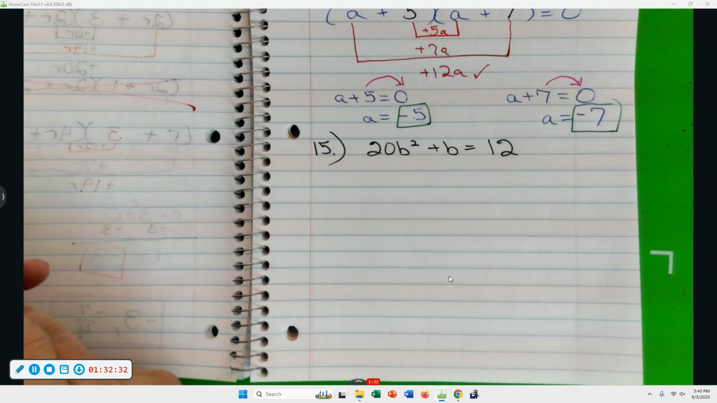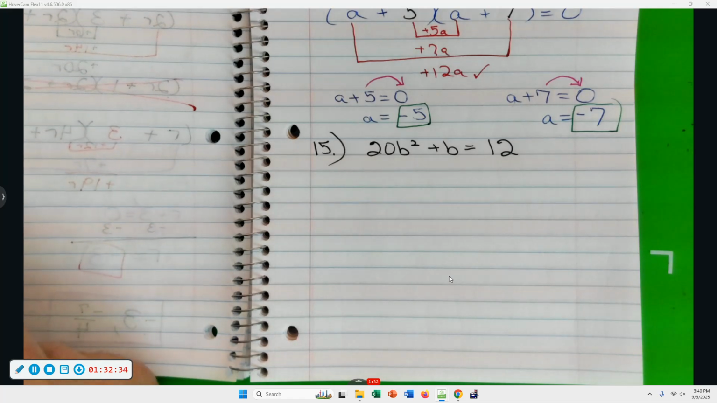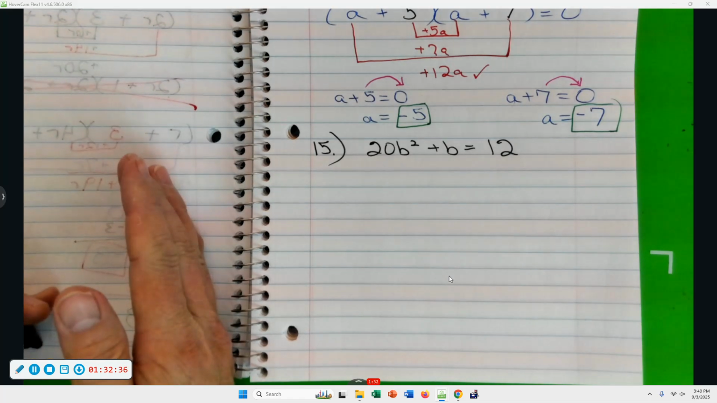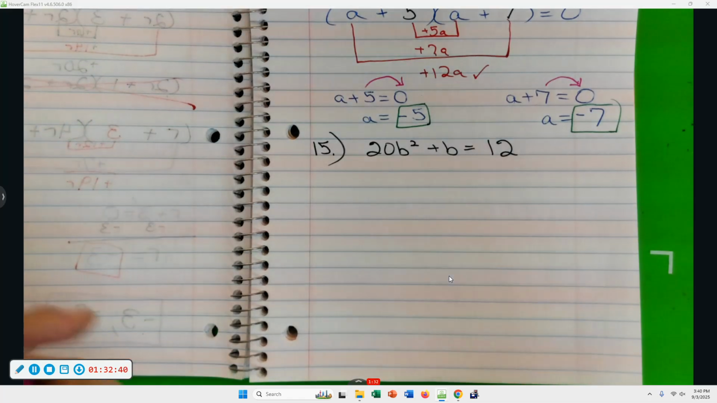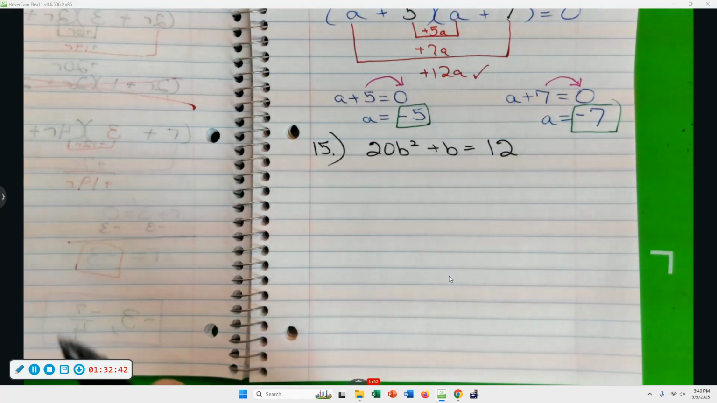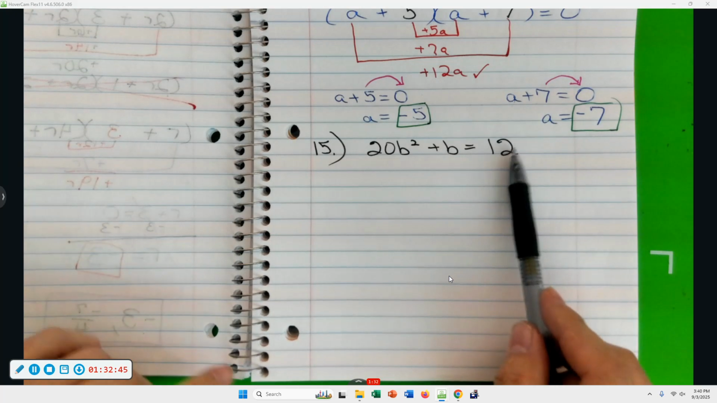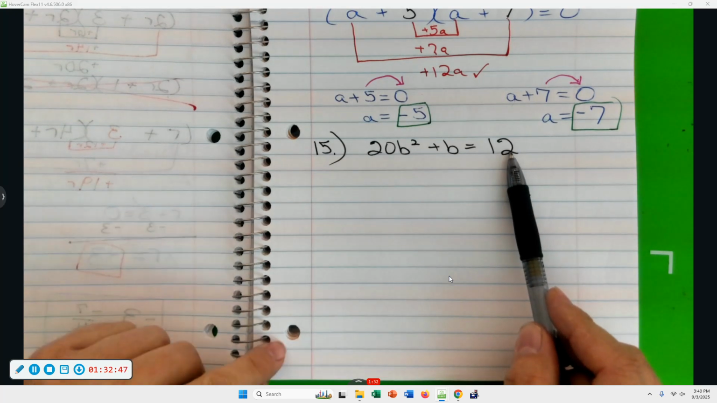There's something fundamentally wrong with this problem, and I'm waiting for y'all to tell me what it is. It's not equal to 0. Okay, so what do you think I'm going to do? I don't want that 12 on the right side. What am I going to do?